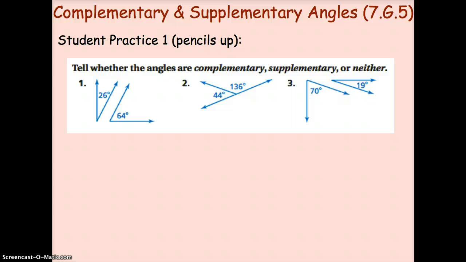Okay, let's take a look and see what you did. Hopefully you added these two together on number 1, got 90 degrees and found them to be complementary. Number 2, you added the two numbers together and found them to be supplementary. And number 3, again, they look like they fit together. They are almost complementary angles. But as you can see, 70 plus 19 is 89 degrees, not 90 degrees, so they are neither.